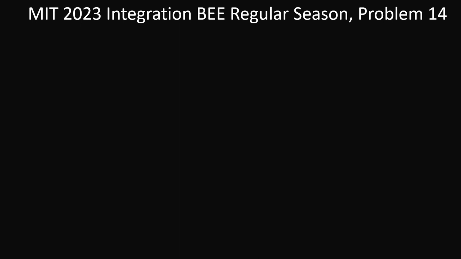So today we are back at it again. This is another interesting problem that involves the floor function, but today we're adding another layer of this discretization of continuous functions, which is the ceiling function. This problem comes from the MIT 2023 Integration Bee regular season, problem 14. And as you can see, it's the integral of the floor function of x times the ceiling function of x from 0 to 100.